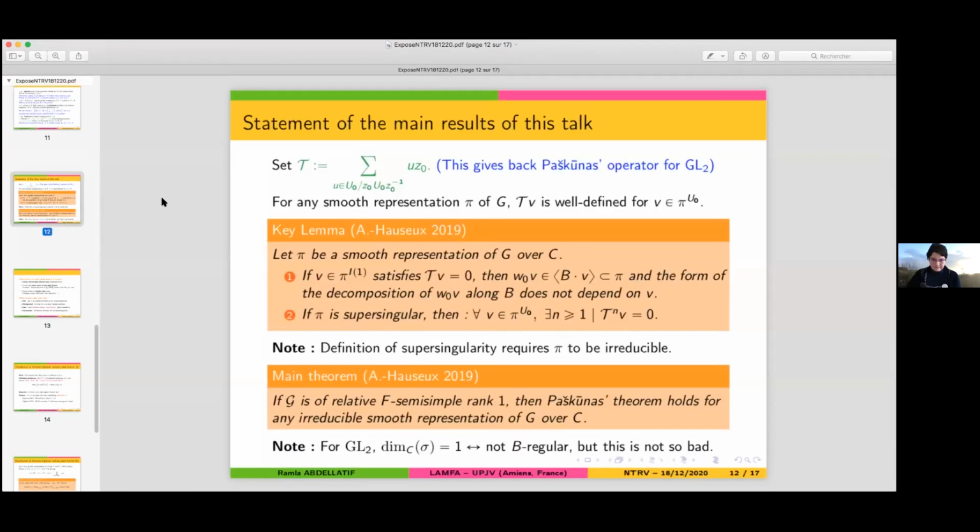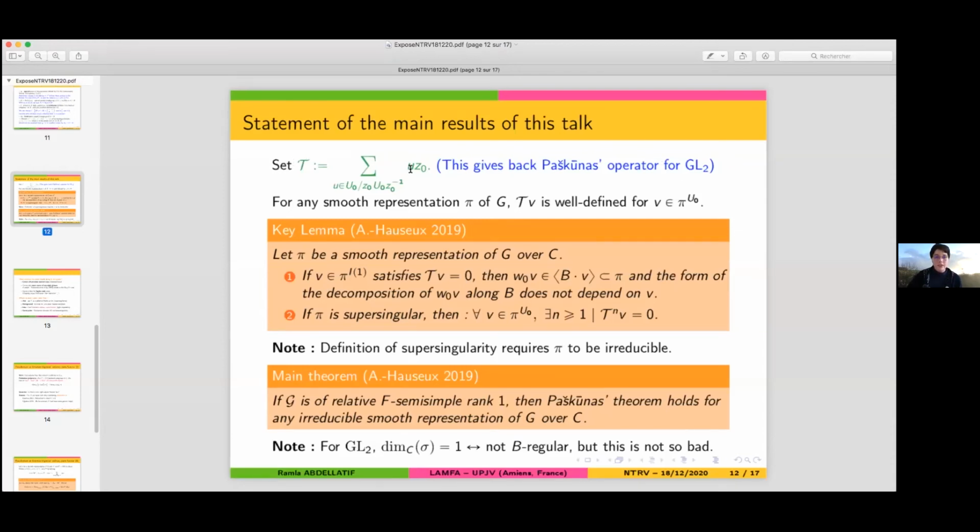And here are our main results. We have a candidate for T. You just look at the sum of u Z naught, where Z naught I just defined it. And now you will go over all elements u of U naught modulo Z naught U naught Z naught inverse. This makes sense because Z naught contracts U naught. It's really an exercise, just a direct check, to see that if you take all the notation we looked at earlier, you have exactly Paskunas' operator without assuming anything on sigma. So that's really cool. And the thing is that when you start from a smooth representation pi of G, then you can make T act on the U naught invariants of pi.